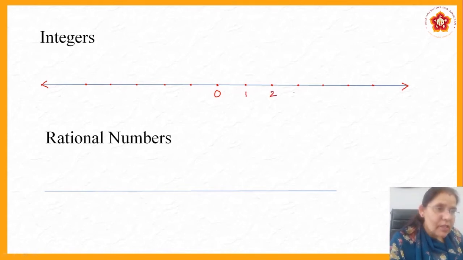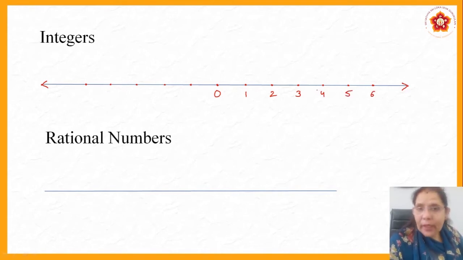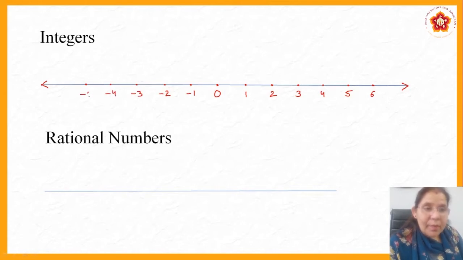On the right hand side, after 0 we will get 1, then 2, 3, 4, 5, 6 and so on. What about the left hand side? Just before 0, what do we have? We have minus 1, then we have minus 2, minus 3, minus 4, minus 5. If we have to mark minus 6, it will be here. So I hope it is clear how to plot integers on a number line.